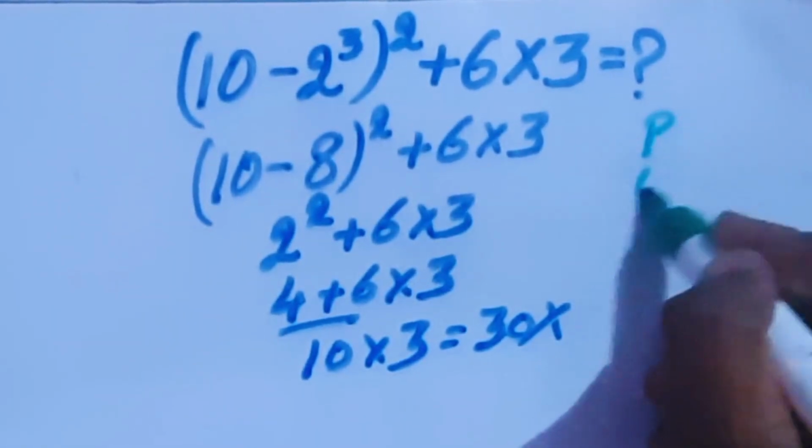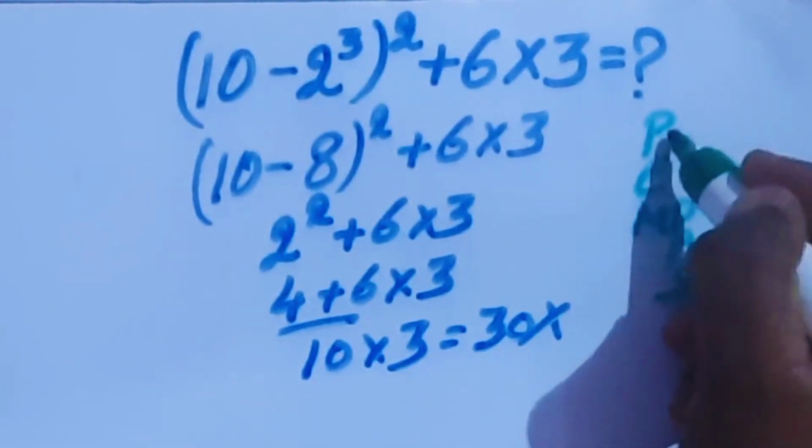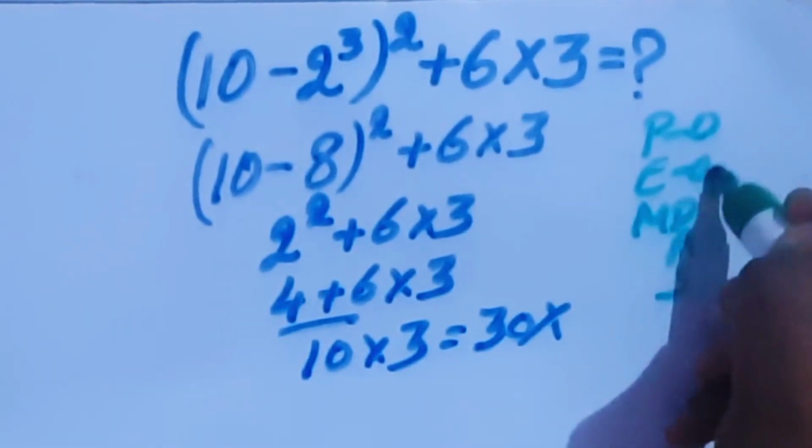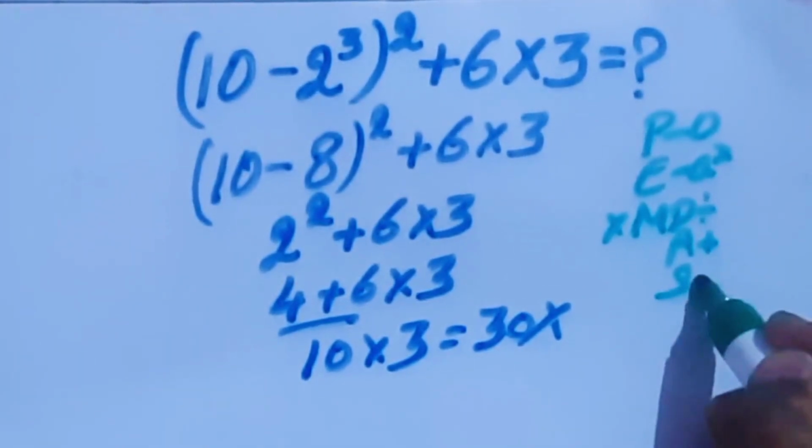Here we are going to introduce this PEMDAS rule from order of operations to solve this problem in the correct order. This is the bracket, higher priority. This is exponent. M stands for multiplication, D stands for division, A stands for addition, S stands for subtraction.